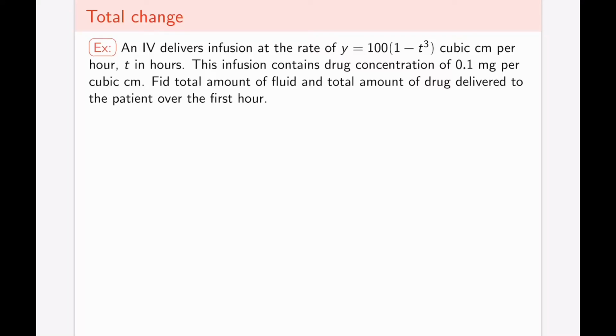In this lecture, we will discuss very similar concepts to last time, total change versus rate of change, but in other contexts other than the distance, velocity, and acceleration. So here's our first example.